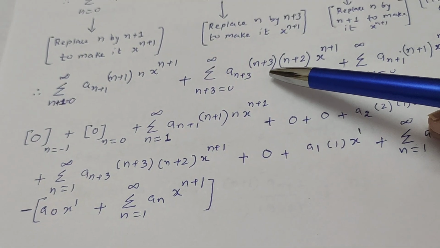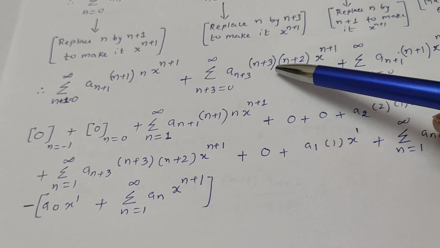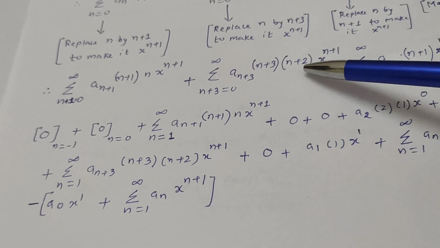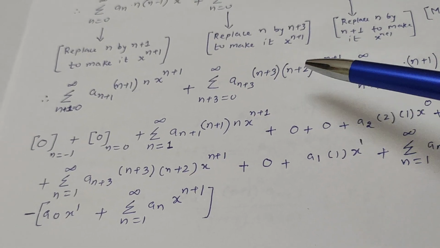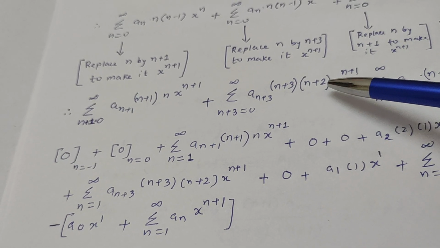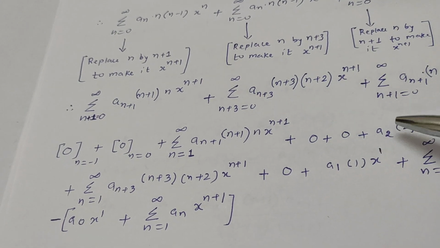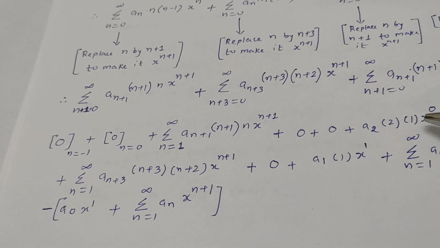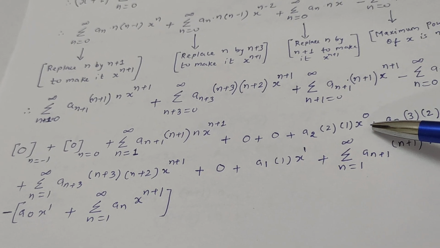Now in this term, put down the value of n equals to minus 3. If you put down n equals to minus 3, its first term will become 0. Now put down n equals to minus 2; minus 2 plus 2 will become 0. Then after, put down n equals to minus 1. Then n plus 3 will become 2, minus 1 plus 3, the result is 2. Minus 1 plus 2, the result is 1. And minus 1 plus 1, the result is 0. So it will become x raised to 0.